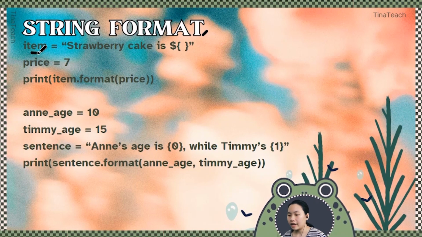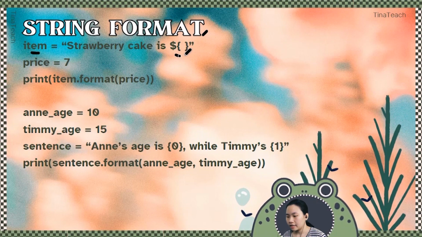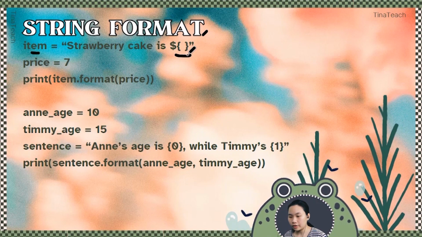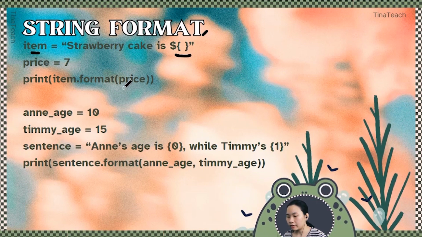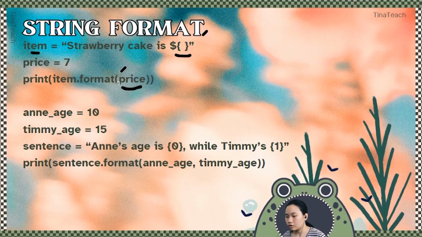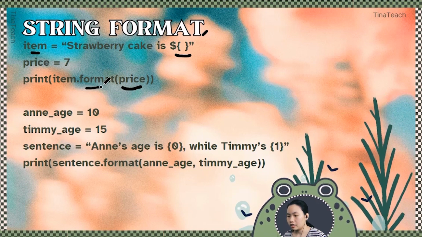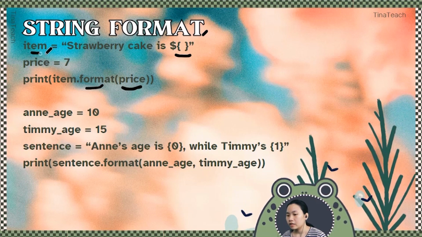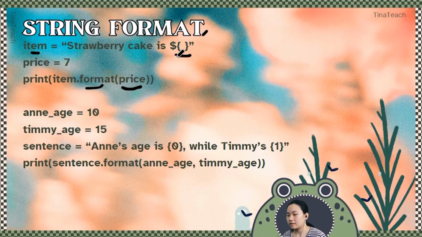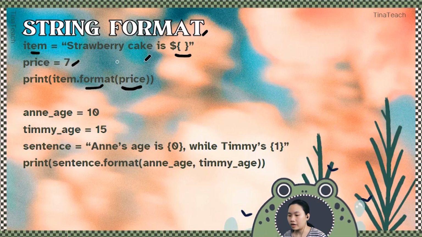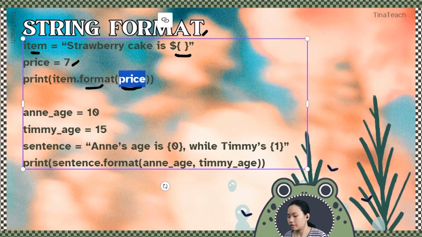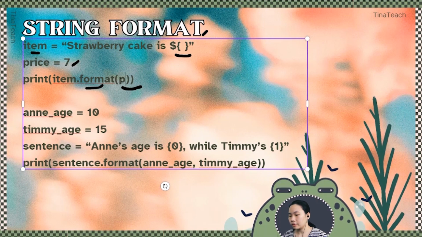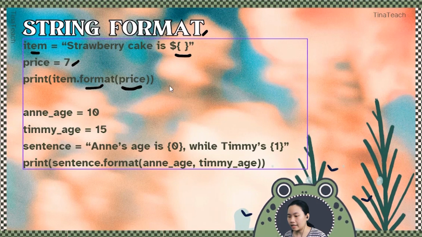Okay, I have an item variable right here, and this is, you can call this a placeholder. Okay, it will store, or it will display whatever value is within these two parentheses over here of the format. Okay, so I have strawberry cake is blank dollar, and then I have the price of 7. Instead of writing the number 7 over here, I can simply input the variable that has the price.